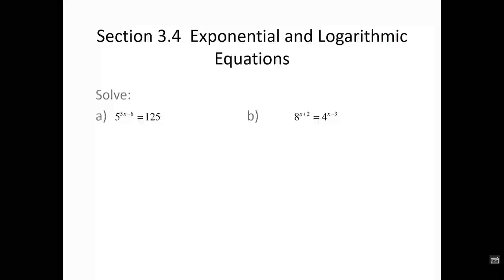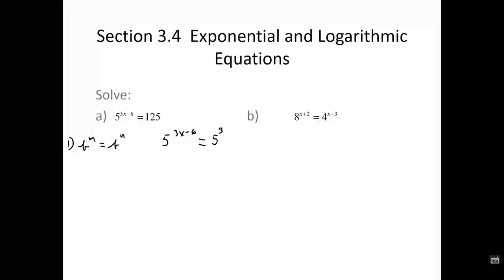For instance, in the first example, we want to solve 5 to the 3x minus 6 is equal to 125. So let's rewrite the steps. We're going to first rewrite the equation in the form b to the m is equal to b to the n. So we have 5 raised to the 3x minus 6 is equal to 5 cubed.